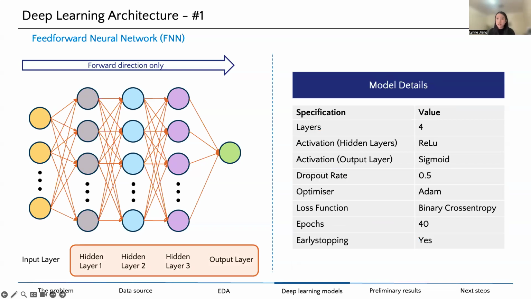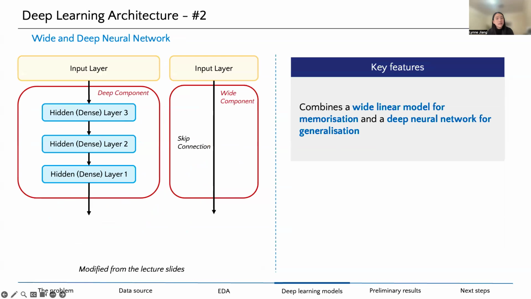Specifically, 3 hidden layers were used and activated using the ReLU function with a dropout rate of 0.5, and the sigmoid activation function was used as this is a binary classification task. The second deep learning model is the wide and deep neural network. It combines a wide model for memorization and a deep network for generalization.